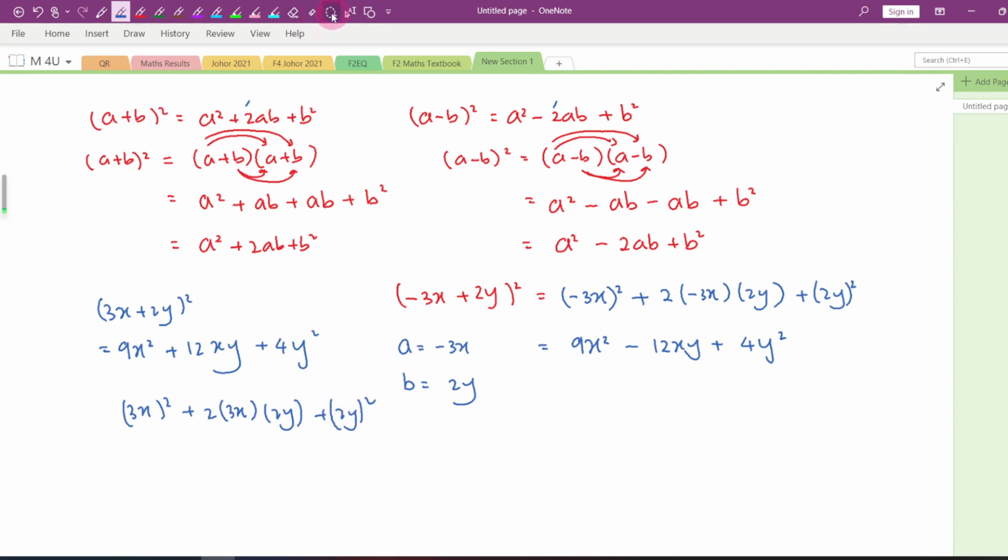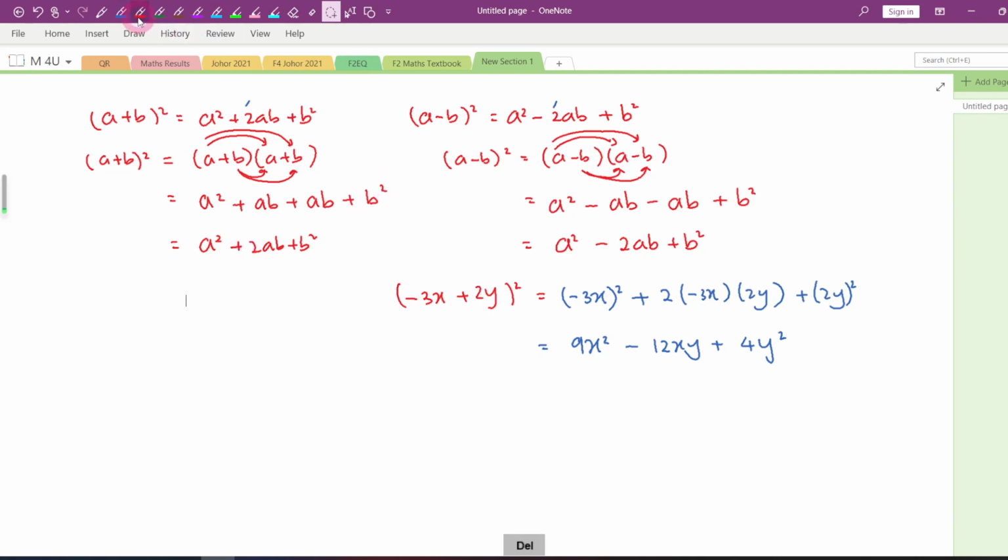Okay, now let me show you another situation which is actually also very easy for us to make mistakes. Sometimes these both are negative. For example, negative 3x minus 2y squared. Okay, so in this situation, let me write here, a is negative 3x, include the negative here, but b is only 2y, not negative 2y. Be careful. So according to the formula, this is negative 1.